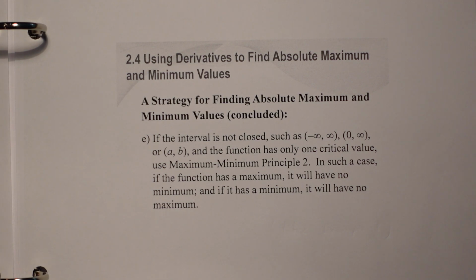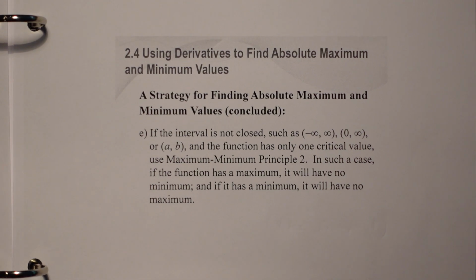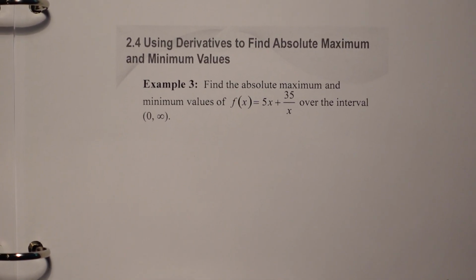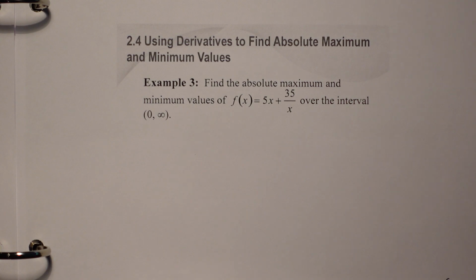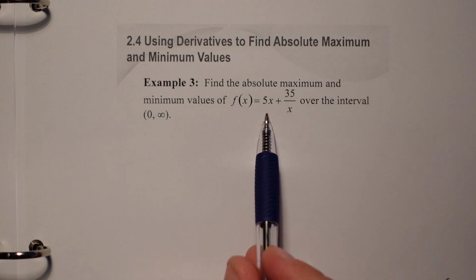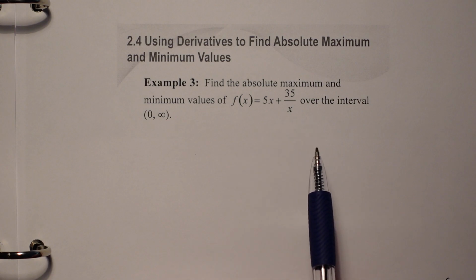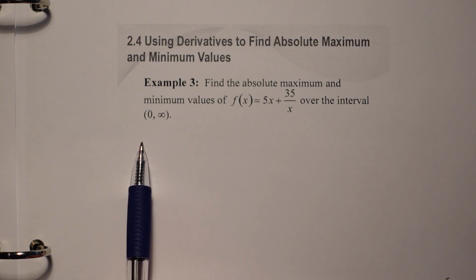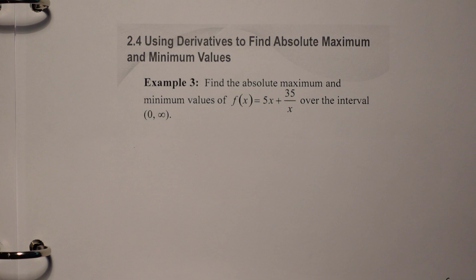Let's put all of that together. There's a lot being said in those 5 strategy statements. So let's put everything together here at the bottom of page 6 by looking at example 3. They ask us in this problem to find the absolute maximum and minimum values of the function f of x equals 5x plus 35 over x over the interval 0 to infinity. Notice that's an open interval with 2 specific values.